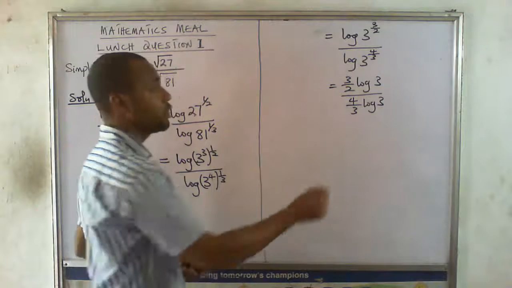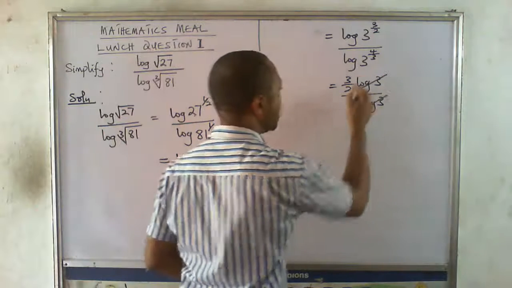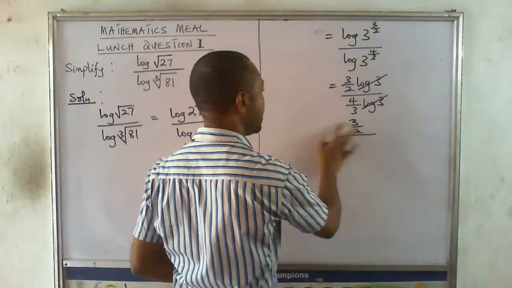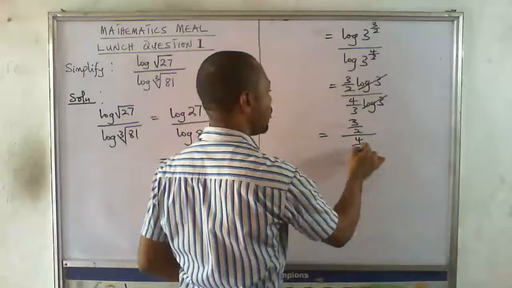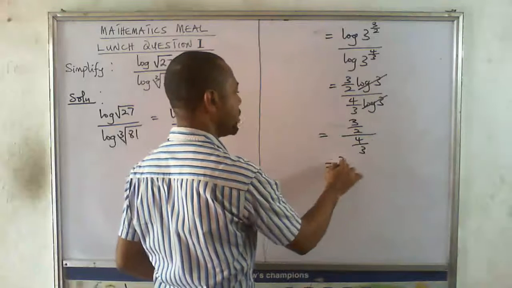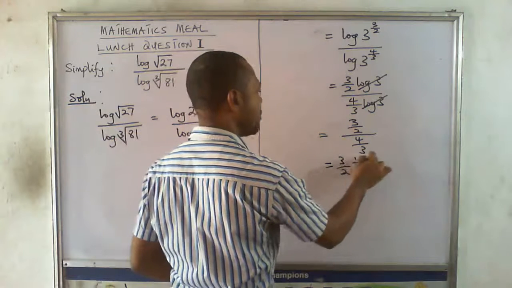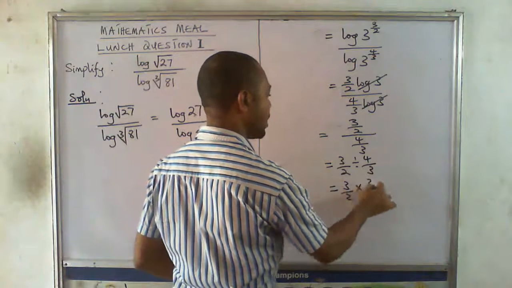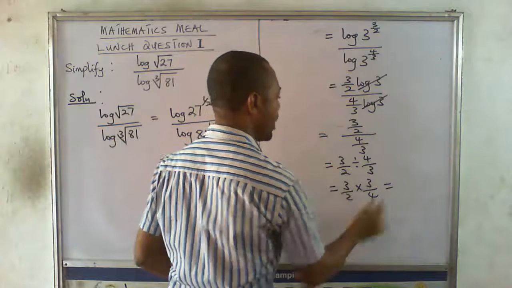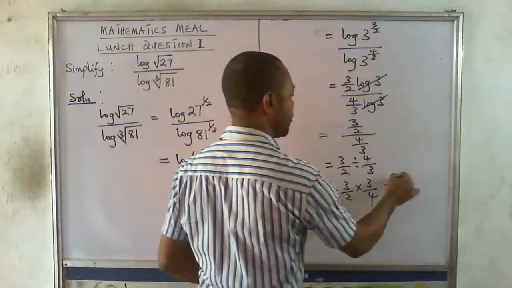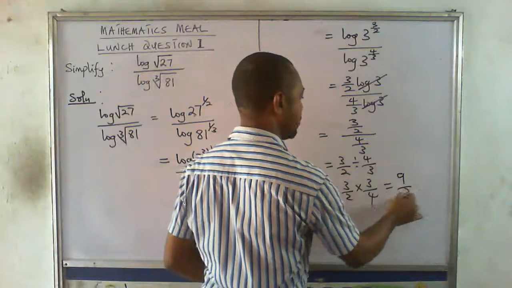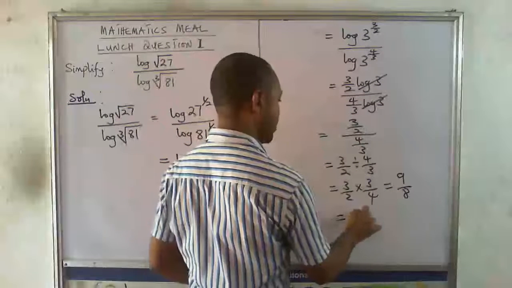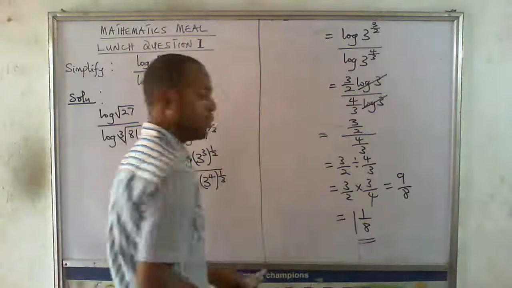So if you divide this now, you are left with 3 over 2 divided by 4 over 3. That will give me 3 over 2 times 3 over 4. When I evaluate that, 3 times 3 will give me 9, and 2 times 4 will give me 8. So 9 over 8, or as a mixed number, 1 and 1 over 8.